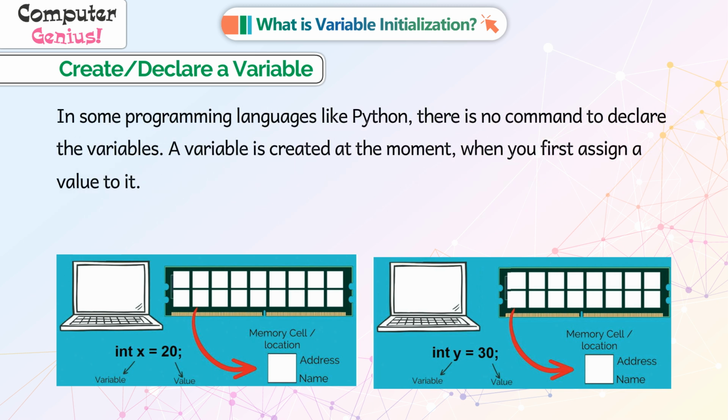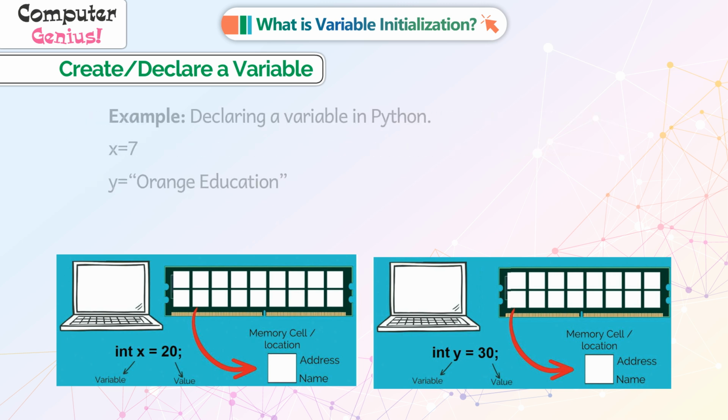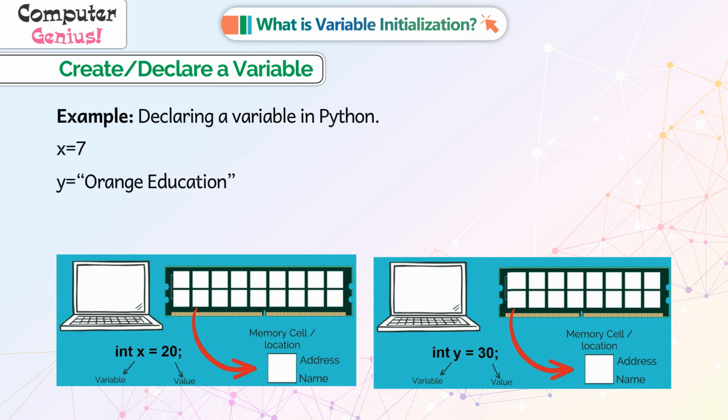In some programming languages like Python, there is no command to declare variables. A variable is created at the moment when you first assign a value to it. Example, declaring a variable in Python: x = 7, y = "Class".